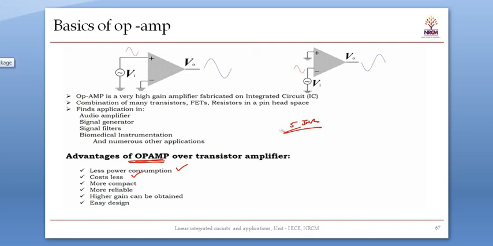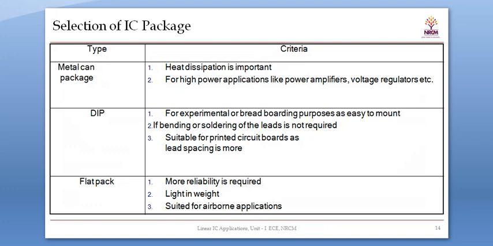So selection of IC package. Op-amp is available in three types of packages: metal can package, dual inline package, that is DIP, and flat pack. So in metal can package heat dissipation is important, and for higher power applications like power amplifiers and voltage regulators, the metal can packages are used for higher power applications.